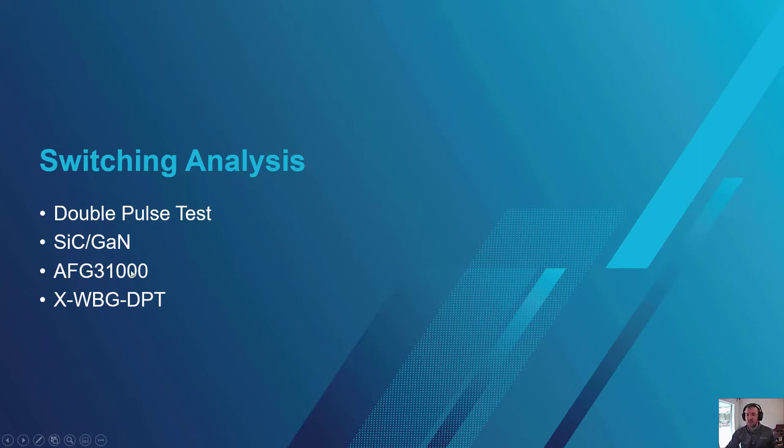I'll mention a few things about the Tektronix AFG 31000 and a new software feature that we just launched. This X stands for 4, 5, or 6. So a 4 wideband gap double pulse test, 5 wideband gap double pulse test, or 6 wideband gap double pulse test. This is the new software application to completely simplify doing double pulse test on switching devices.